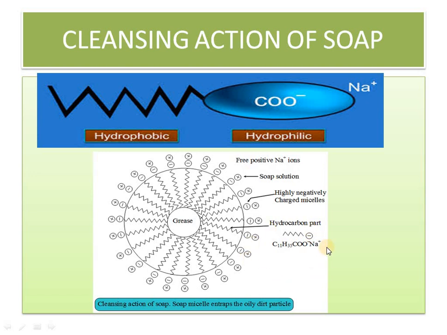C17H35COONa. Now in this soap molecule, the two parts are there, polar and non-polar. COO negative and Na positive, this is a polar charged ion, and this R part is the non-polar part. So non-polar and polar part. Now we know two words we are aware of, hydrophobic and hydrophilic. Hydro means water and phobic means repelling. Hydrophilic, water attracting, philic, loving. So the COO negative Na part is water loving, because this is the polar part, and this part is non-polar.